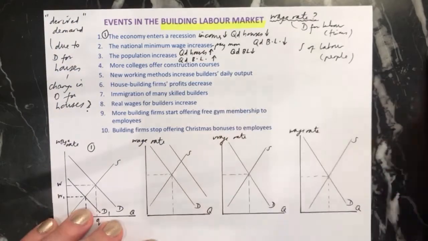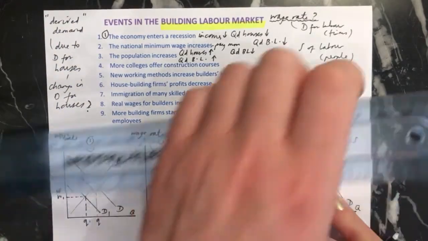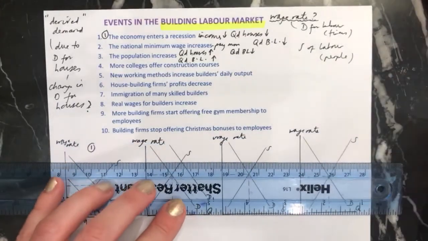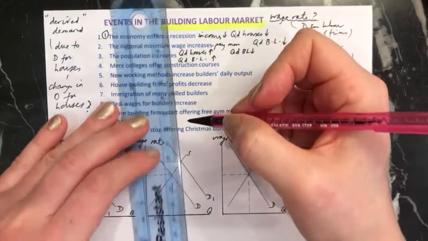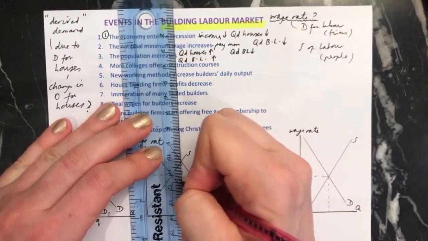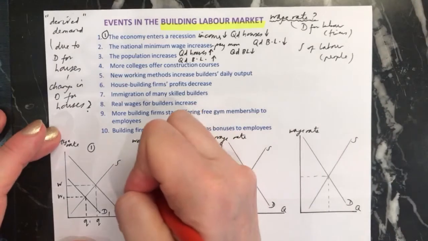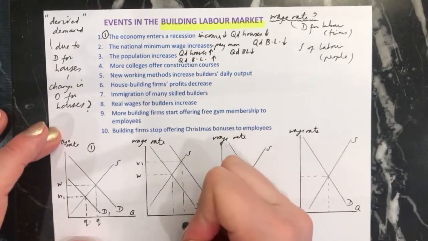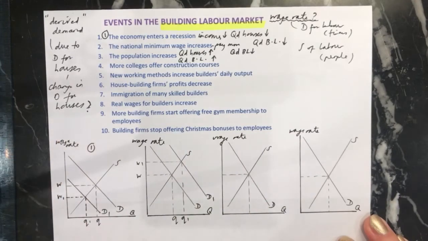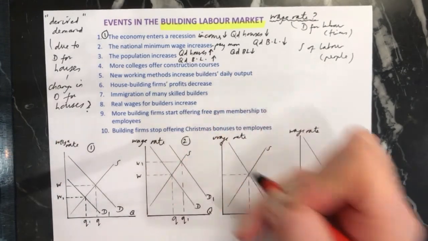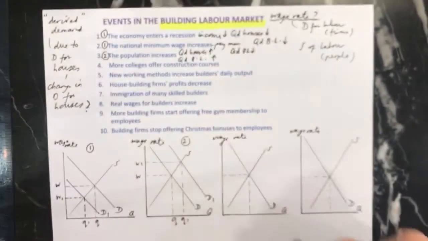So your demand curve goes over here to D1, and then you put in your equilibriums and you see that because more labour is demanded, you actually will have an increase in the wage rate from W to W1, and quantity increases from Q to Q1. So we'll call this diagram number 2. So this was diagram number 1, this is diagram number 2.